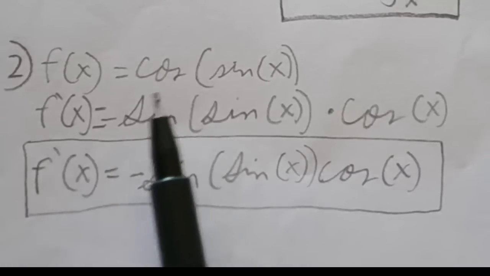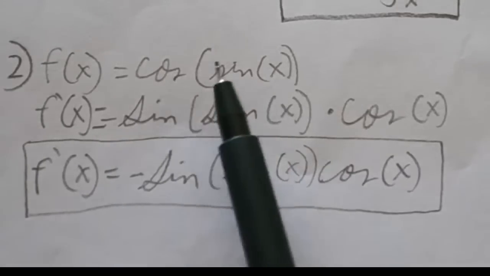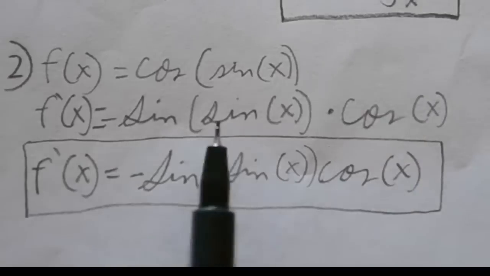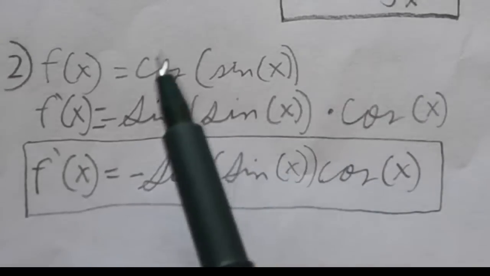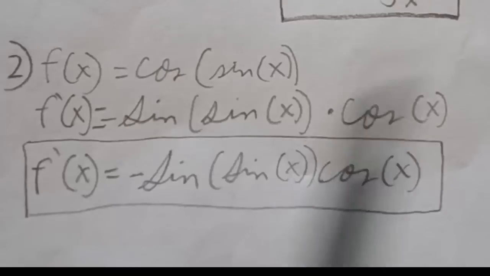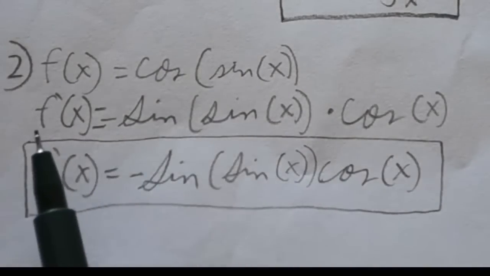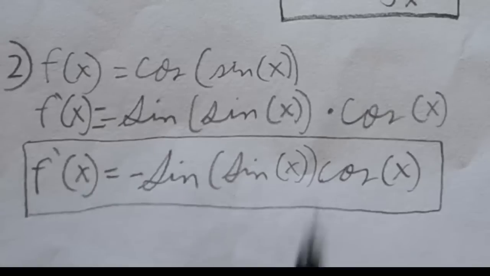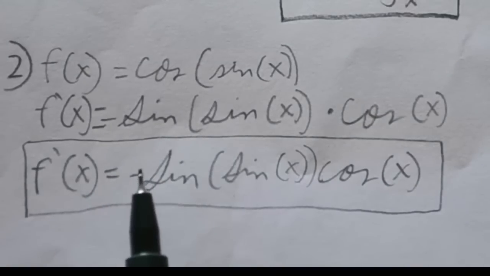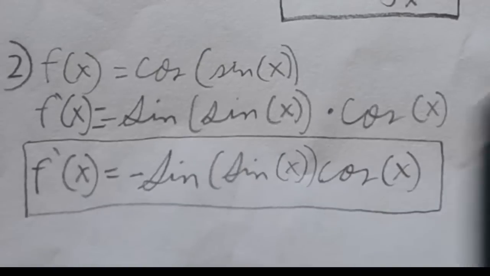The derivative of the outermost function times x, which is sine of x in this case, times the derivative of the inner function, which is sine, and the derivative of sine is just cosine. We have this expression which can already be said to be the derivative of the original function, but we'll simplify it a little bit. That gives us negative sine of the sine of x times the cosine of x.